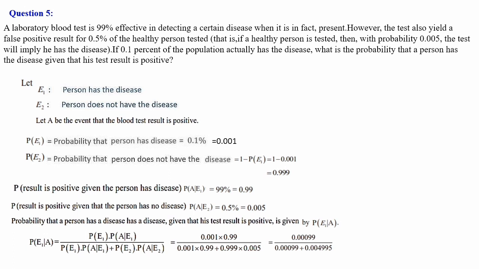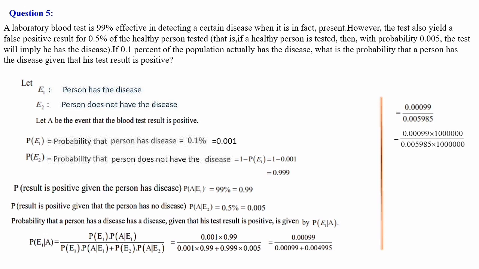Here after the decimal 3 digits, here 3 digits, so total 6 digits. We have only 4 digits, so 2 more zeros you have to put on the left side. That is 0.004995. That is equal to 0.00099 divided by, when you add these two, we will get it as 0.005985. Please do the calculation carefully on the right side of your notebook.